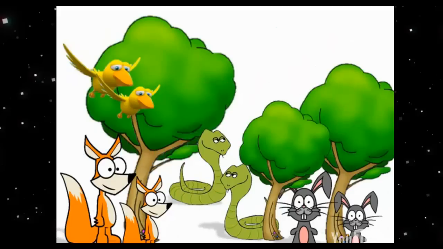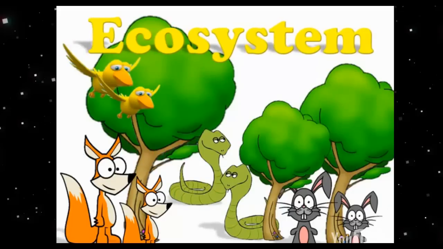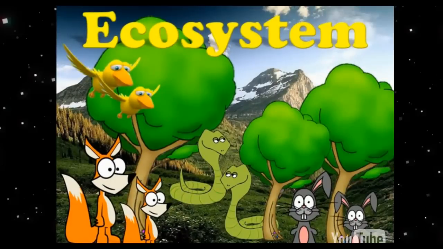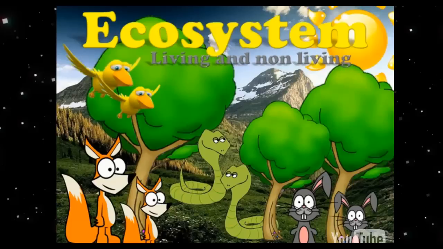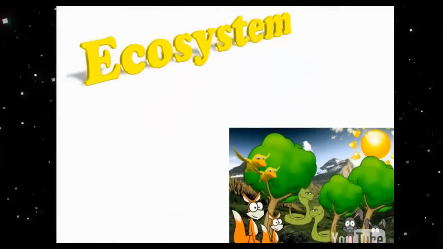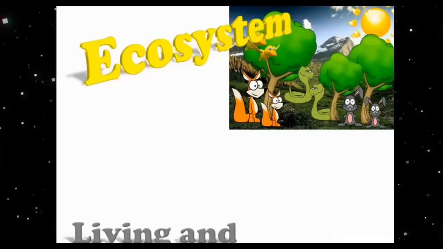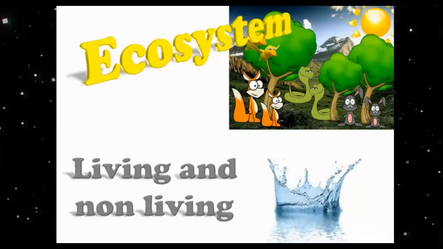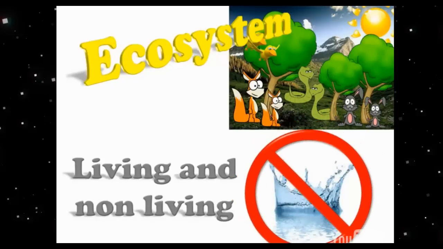But if I wanted to make a community into an ecosystem, we'd have to add a few things. An ecosystem includes everything in a community and the non-living things, like sunlight, cloud, rocks, mountains, and temperature. An ecosystem is living and non-living. So let's review. An ecosystem includes all the living and non-living things in an area. Would water be an ecosystem? No, water is just one non-living thing.